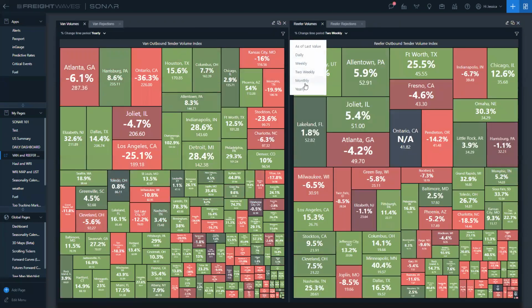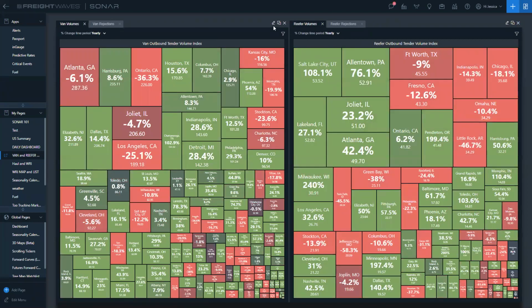So this is a tree map. On the left-hand side, we have van, and on the right-hand side, we have refrigerated. So the largest volume for van freight is coming out of the Atlanta, Georgia market. The largest volume for refrigerated freight is coming out of the Salt Lake City market. The way you read tree maps is the top left is the largest, the bottom right is the smallest. There's other different ways that you can view this information as well. So if you have questions, like I said, reach out to Sonar Support at FreightWaves.com.